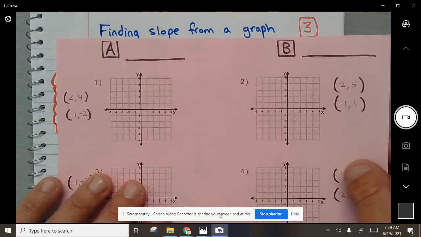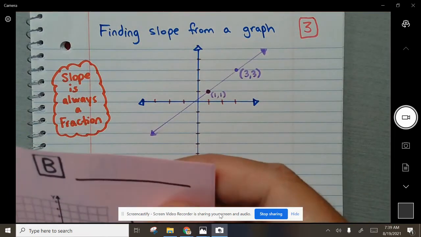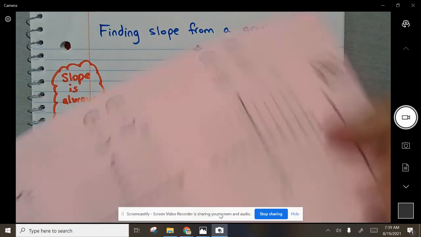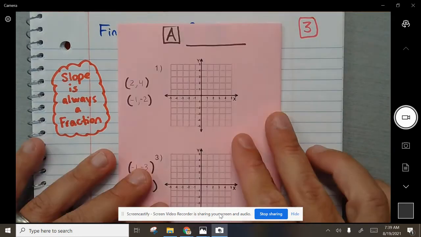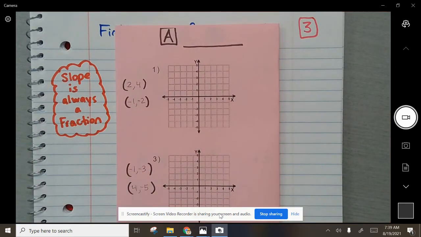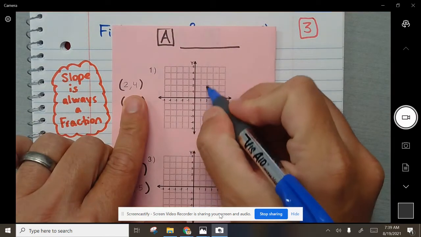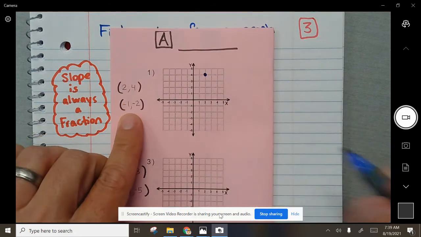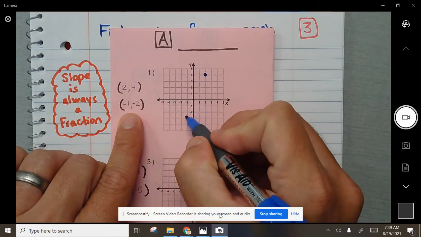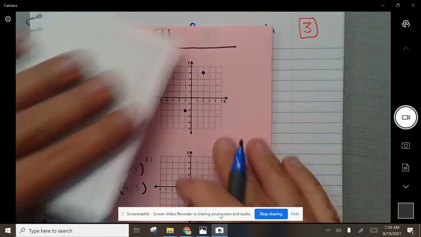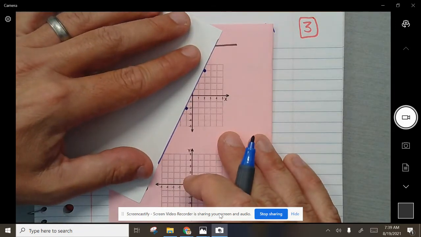You're going to fold this in half. You and your partner are going to work together. And what's going to happen, the first one, and I'll show you how to do the first one. If I'm A, I'm going to go ahead and plot these 2 points. Over 2, up 4, negative 1, negative 2. And then you can use your index card if you'd like, and go ahead and draw a clean line.